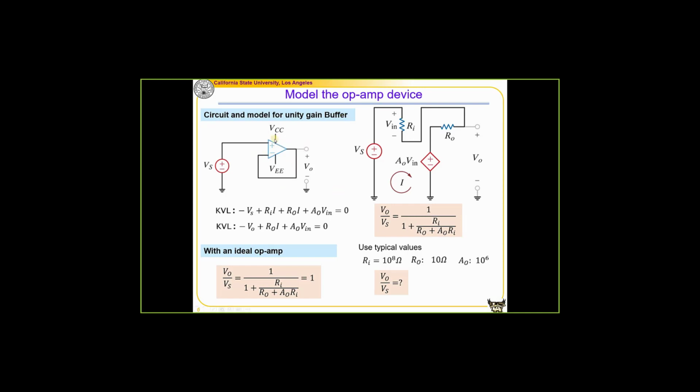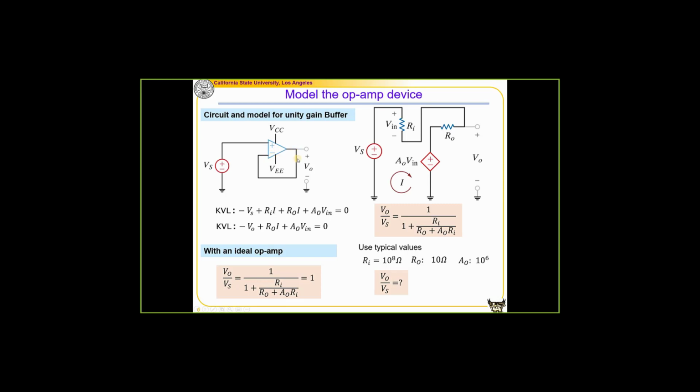So we're going to replace this op-amp by using its linear model. I replace this by using one input resistor, one output resistor, and one dependent power source. So the input V in here, between V plus and V minus, there is one resistor, we call it Ri. This is the output side. It has one resistor and one dependent source.